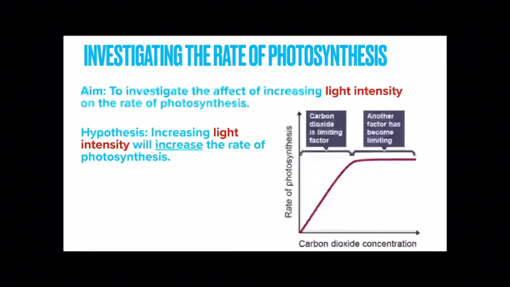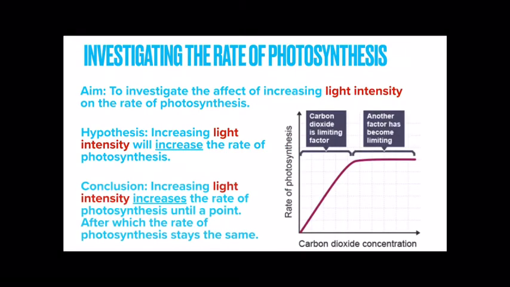So let's look at the actual results. Again, we see that at first, my hypothesis is correct, that as I increase the CO2 concentration, this increases the rate of photosynthesis until a point. But again, after that point, the rate of photosynthesis isn't affected and it stays the same. So in the first bracket on the left, the carbon dioxide is the limiting factor. I know this because if you increase the carbon dioxide concentration, the rate of photosynthesis increases.